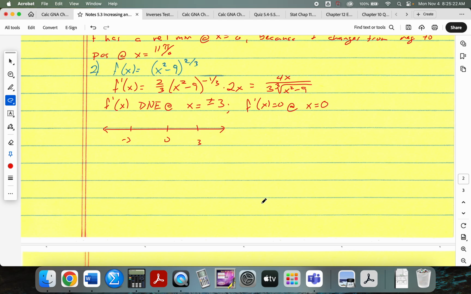And unlike some of the previous ones, I don't have a clue what this thing looks like. So I'm actually going to substitute in values. And again, you don't have to compute the exact value of the derivative. You just need to know whether it's positive or negative. So if I pick, for example, negative 4, substitute that in, the numerator is now negative. Negative 4 squared is 16 minus 9. That's going to be positive. The cube root is positive. The 3 is always positive. So I know here that f prime is less than 0.